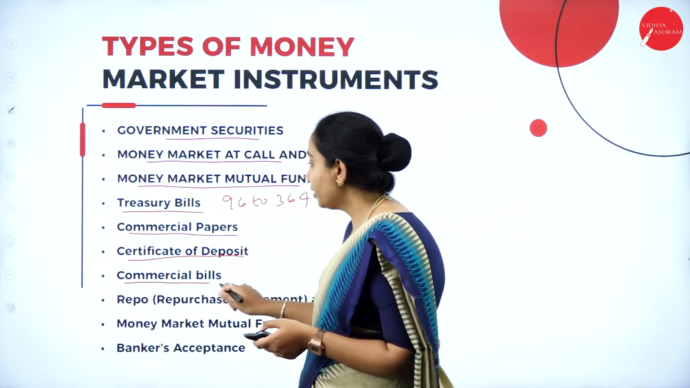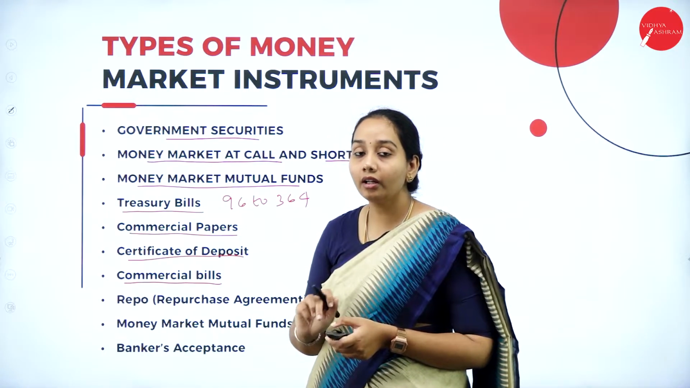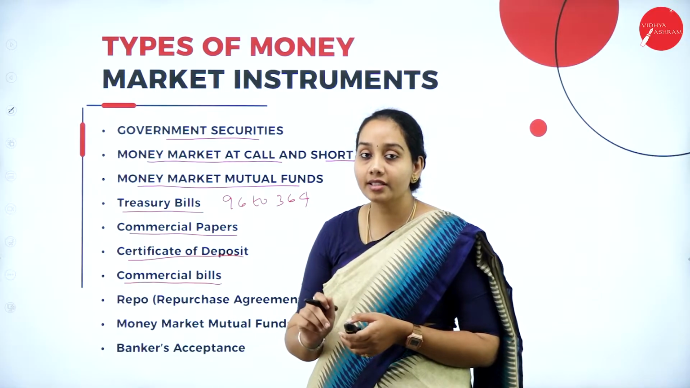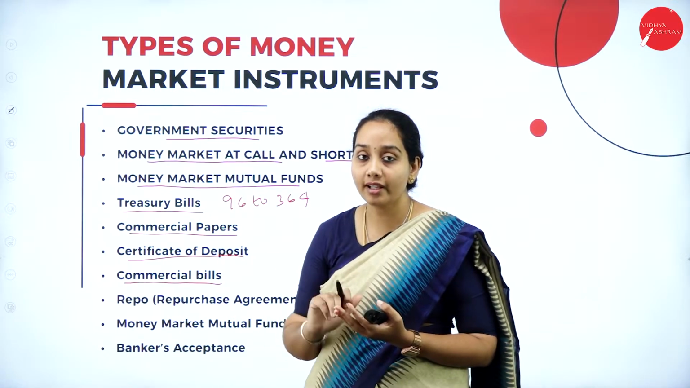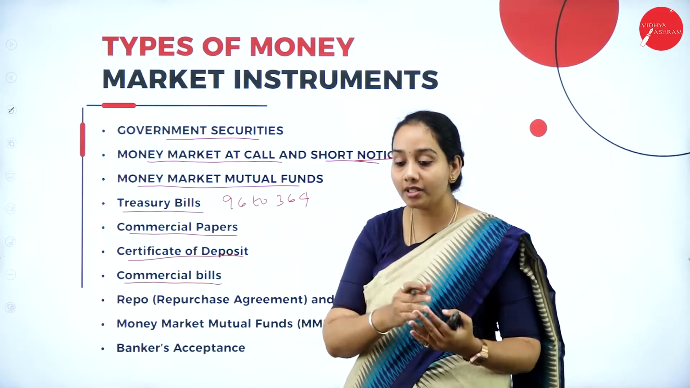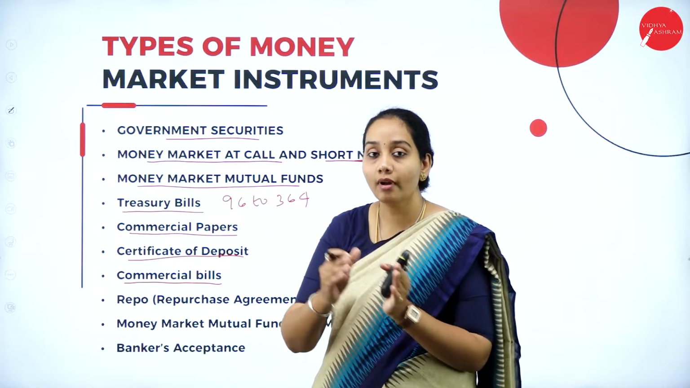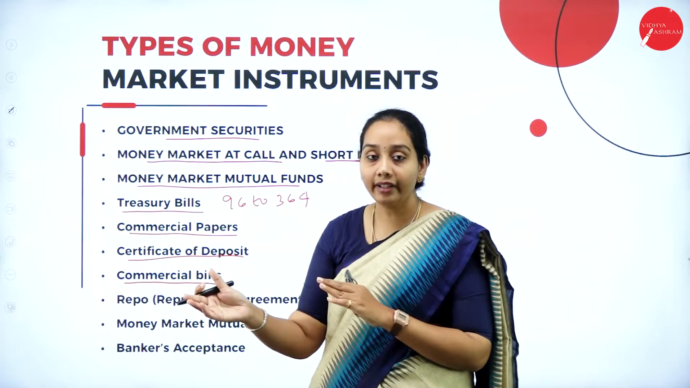Next is commercial bills. It is the same as commercial papers. It is a bill that you raise in case of a transaction that has happened. Say for example, here we have person A and person B. Person A is going to sell some goods to person B, with a debt option.